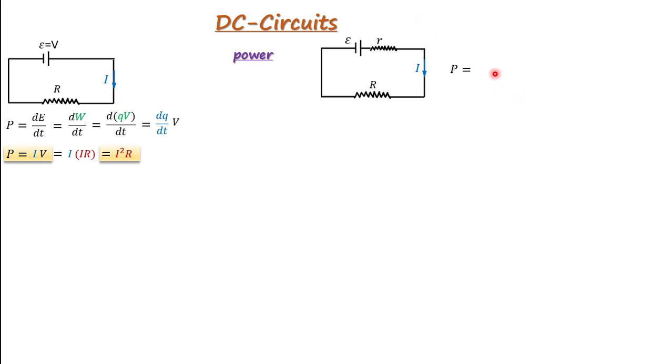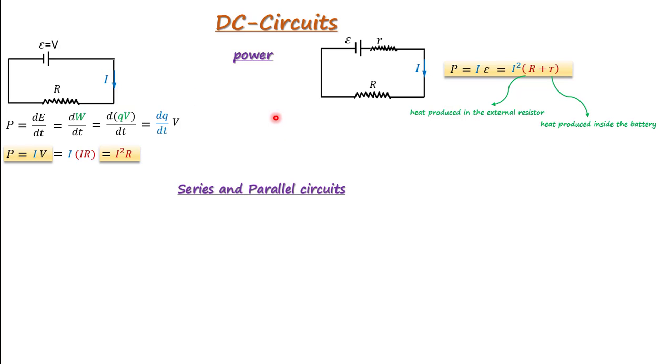So I'm just going to rewrite this equation with respect to this picture, which is I times epsilon, coming from the first equation. Or if you want to express this in terms of I squared R, I can just rewrite this equation as I squared times capital R plus small r. Now the first part, I squared R, is the heat produced in the external resistor, and the second part, I squared small r, is the heat produced inside the battery. Very simple definition and very simple equations.